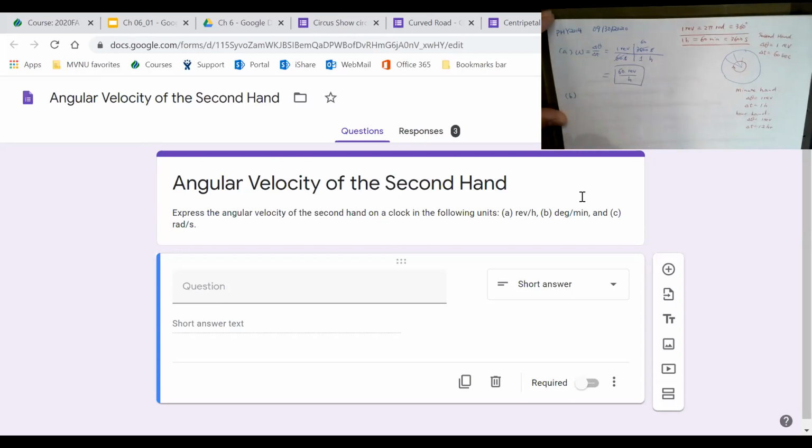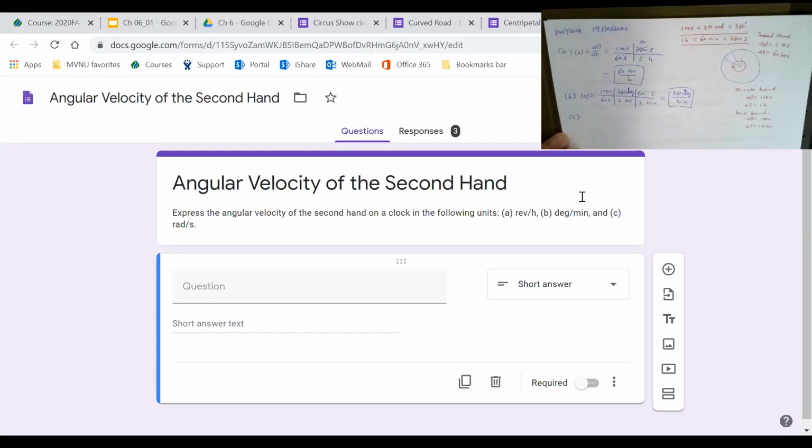For B, it says express in degrees per minute. So omega is equal to, again, you can use that one revolution per 60 seconds. Now convert revolution into degrees. You put revolution down here. In one revolution, that's 360 degrees. And then seconds down here, you put seconds up there, per minute. So minute down here. In 1 minute, that's 60 seconds. So that will give you 360 degrees per minute. That's in degrees per minute. Put DEG instead of a circle there.